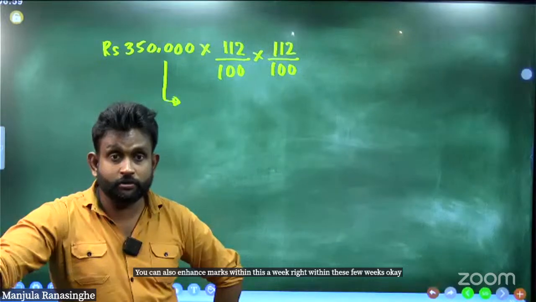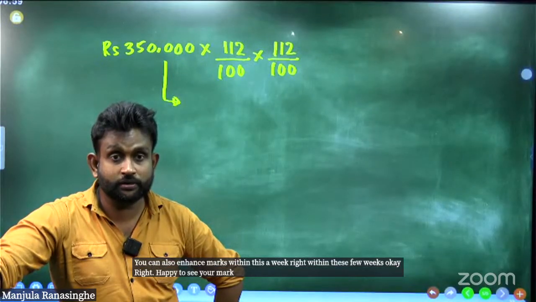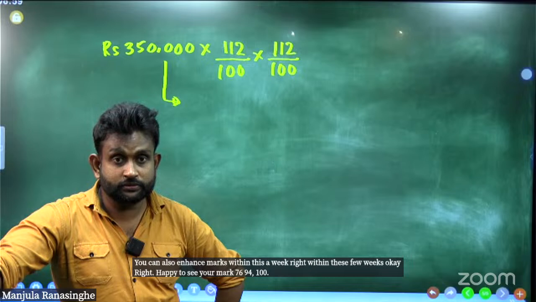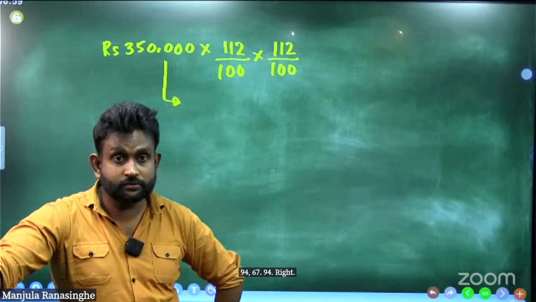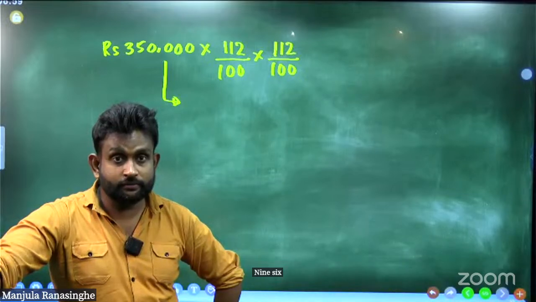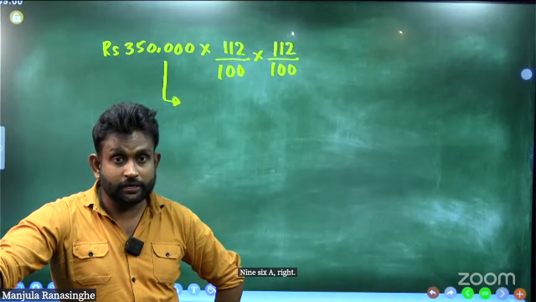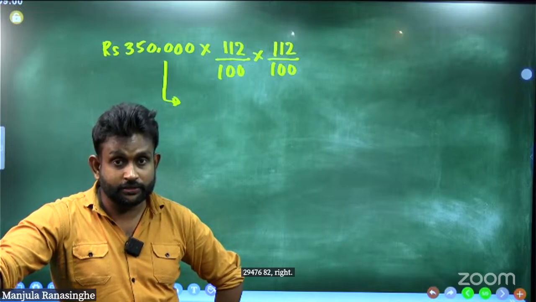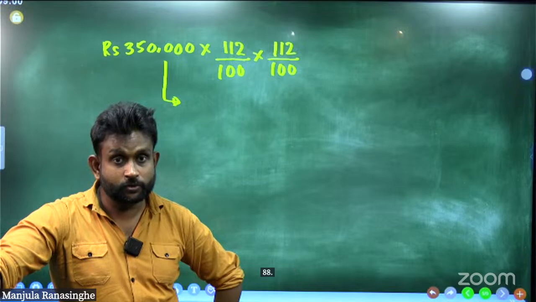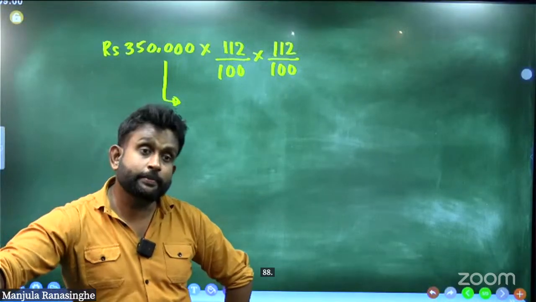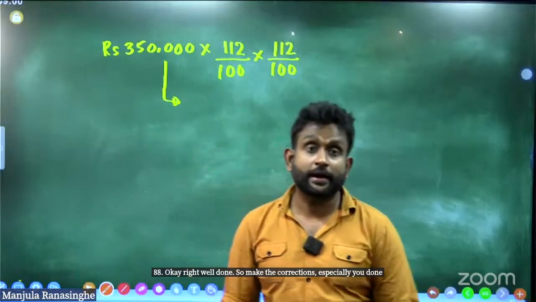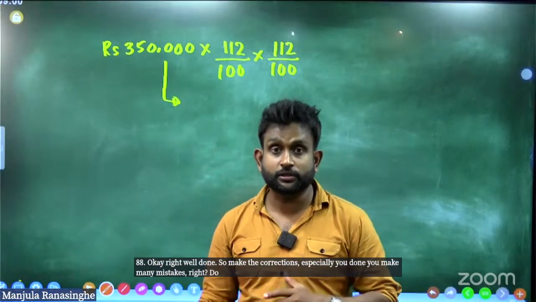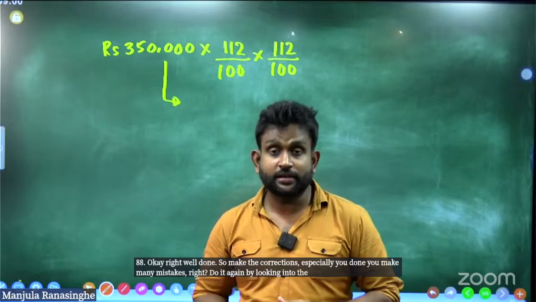Right. Happy to see your marks: 76, 94, 100, 94, 67, 94. Right. 96. Okay. Right. 82, 94, 76, 82. Right. 88. Okay. Right, well done. So make the corrections, especially you who made many mistakes, right? Do it again by looking into the discussion and with the understanding you gained.